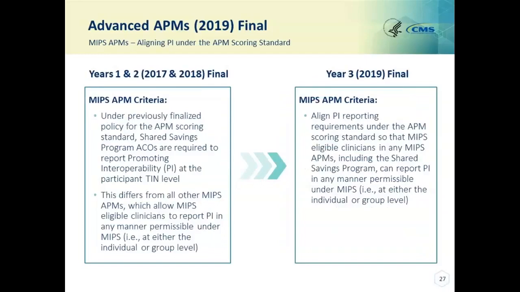So in this slide, you can see that in the 2017 and 18 rule, we had dictated that the Shared Savings Program participants would report promoting interoperability at the TIN level for final scoring. And while they may continue to report promoting interoperability at the TIN level, we've updated our language for year 3, performance year 2019, to allow clinicians to report both individual and TIN level promoting interoperability scores. And actually, I think one of the things we're seeing in the chat right now is a lot of questions about how SSP members report promoting interoperability. So either I'll address that more in the slides that follow, or one of my colleagues will follow up. All right, next slide.